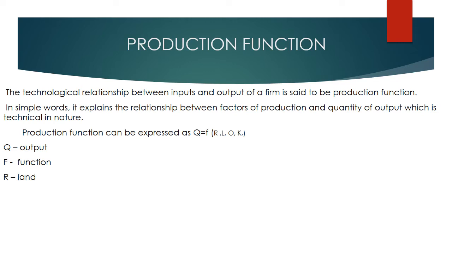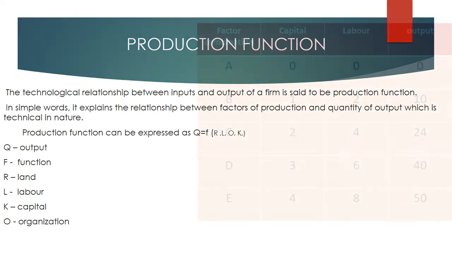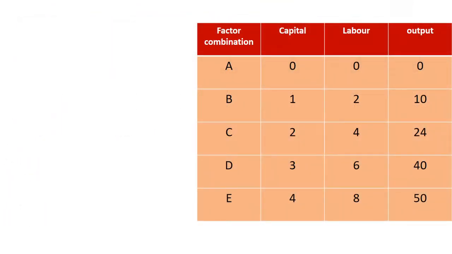R denotes the land we use in production, L for labor, K for capital and O for organization. So in simple words we can say that Q is F of R, L, O, K. So in economics we write K for capital. As we discussed in the previous slide, the relationship between input and output we call it as production function.